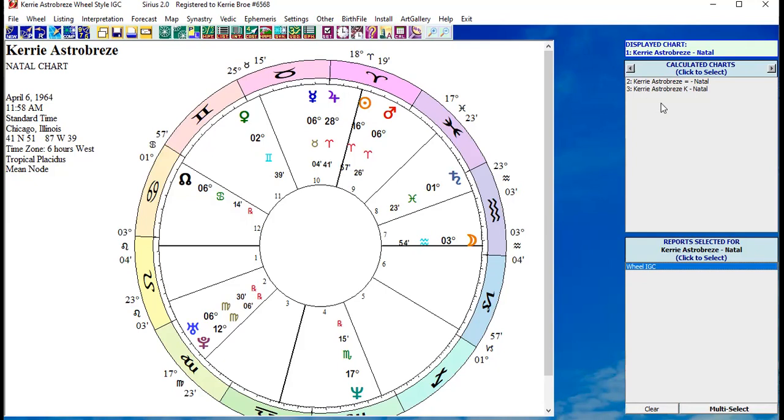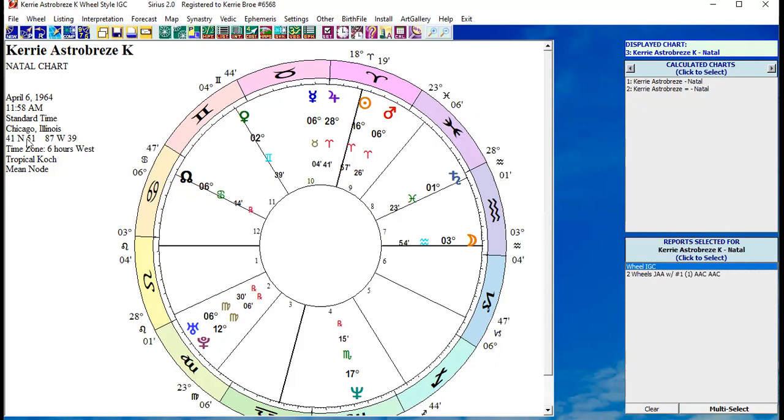Okay, now let's look at Koch, however it's pronounced. So we see the same time and everything over here on the left, but we see Koch here. Now this got a little bit different. Look, the 2nd house cusp went from 23 to 28.